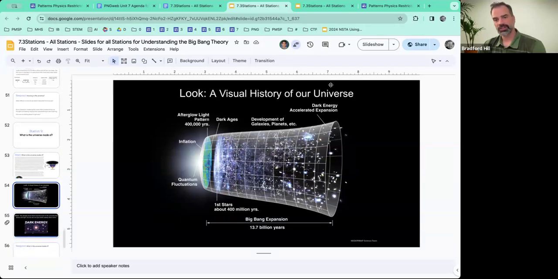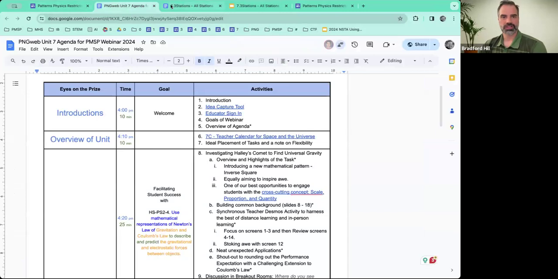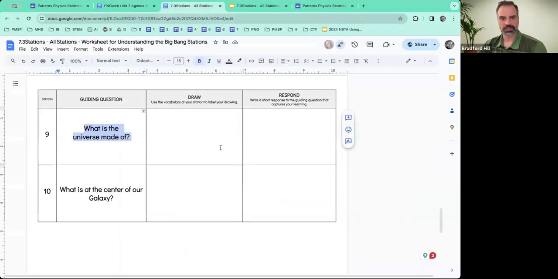And so you've got this visual history of our universe, and of course there's another little fun application extension that generates a lot of questions about dark energy there. And that also connects back to the Halley's Comet task. So you can see these things do build on each other, and students see that connection. Sorry, I'm trying to get back to the worksheet here. All right, so that is what is the universe made of?